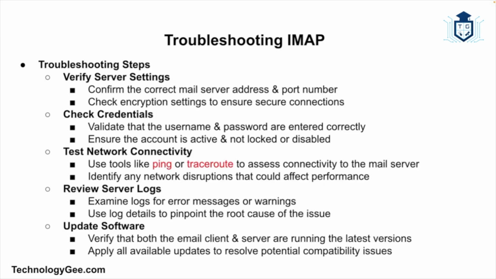And here are some quick troubleshooting steps. So you want to verify your server settings. So you want to ensure that the mail server address, port number, and encryption settings are correct. You want to check the credentials. So you need to confirm that the username and password are correct and that the account is not locked or disabled. You want to test your network connectivity. So you want to use tools like Ping or Traceroute to check network connectivity to the mail server. You want to review your server logs. So you want to check the mail server logs for any error messages or warnings that might indicate the cause of the issue.